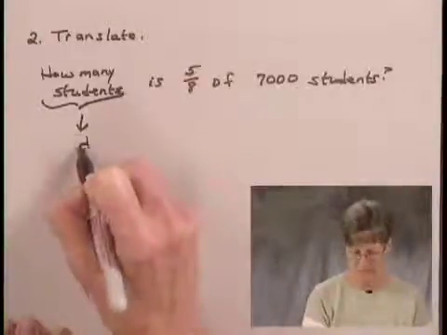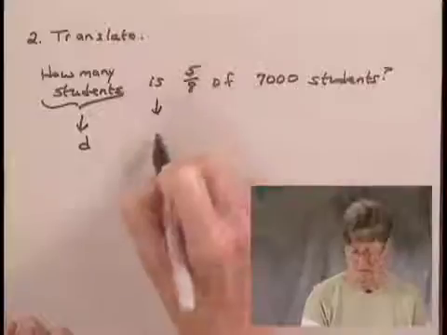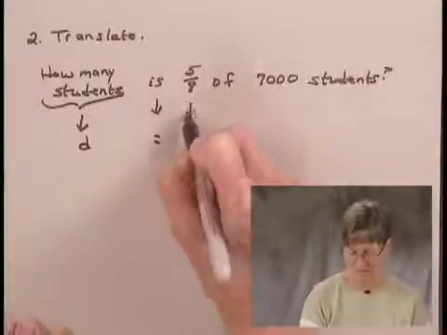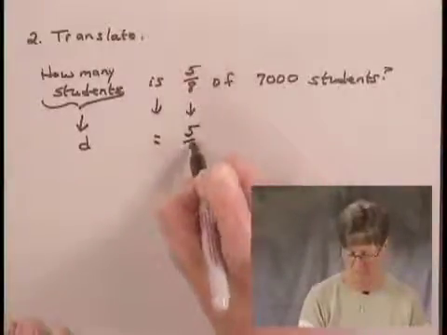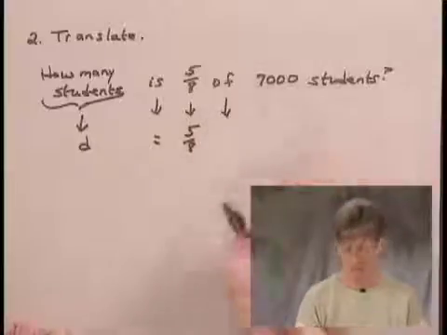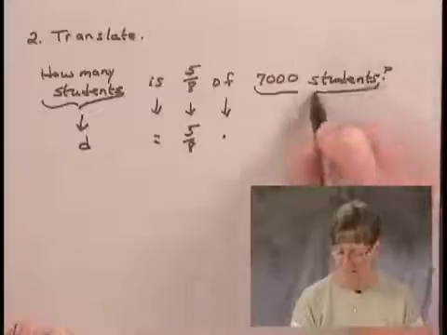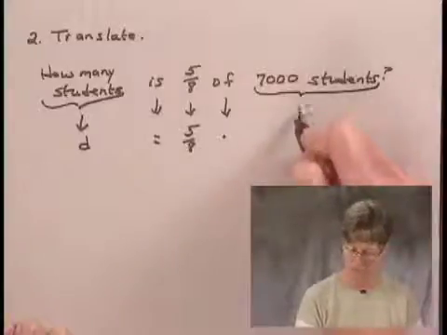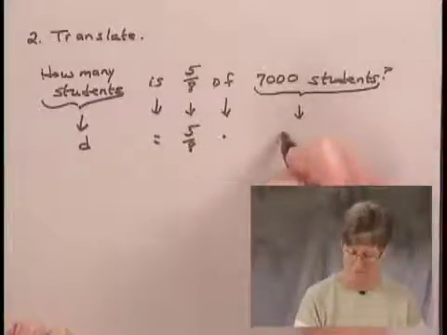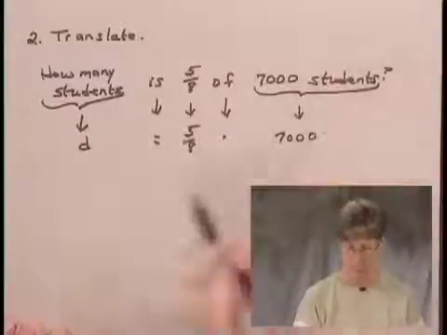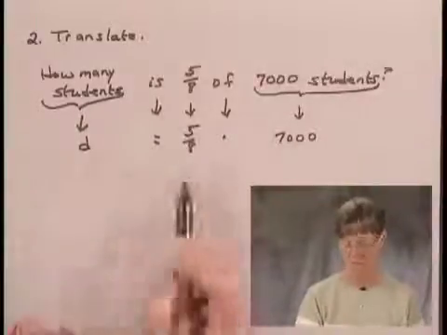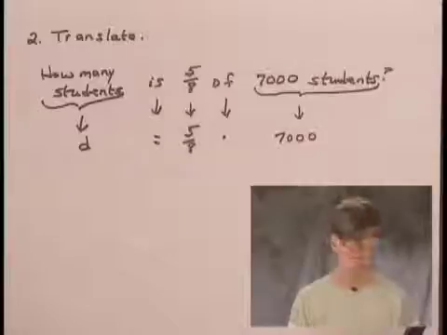So we would say that D translates to equal 5/8. Of translates to a multiplication. So we would say 5/8 times, and the 7,000 students translates to the number 7,000. So we've translated to the equation D is equal to 5/8 times 7,000.